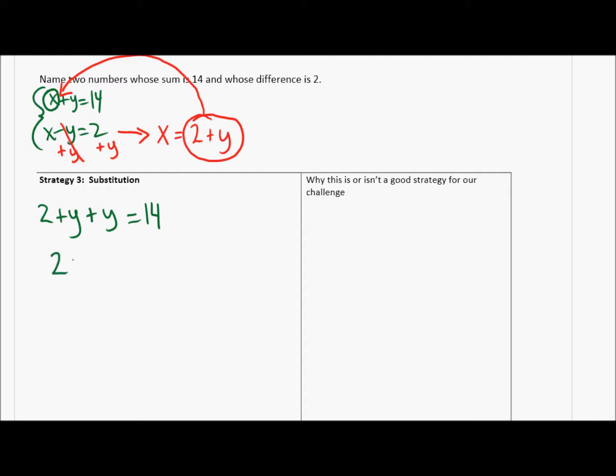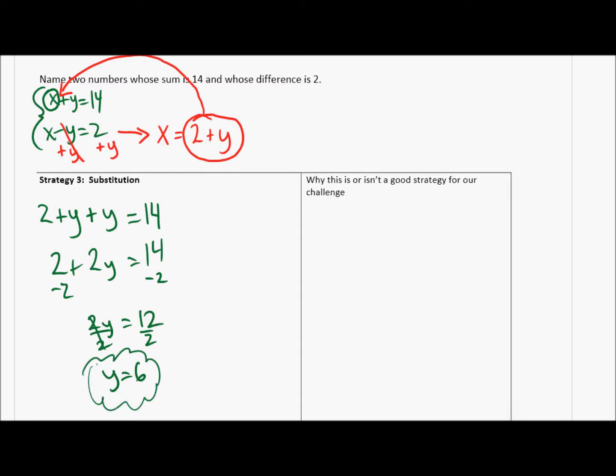So y plus y, of course, is 2y, and that's supposed to equal 14. So I'm just solving for y. I'll subtract 2 on both sides and get 2y equals 12. And I'll divide both sides by 2 and get y equals 6. If you remember, back on the other page, that agrees with the solutions we got using our first two methods.